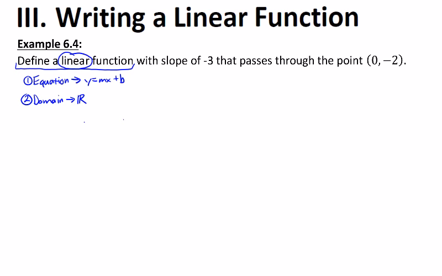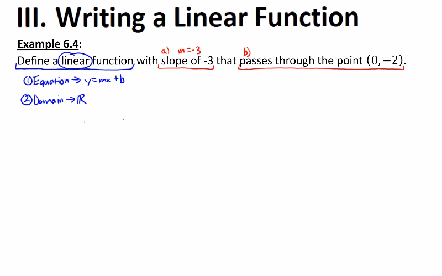So now I look at the given conditions for writing a linear function. It says define a linear function with slope of -3 that passes through the point 0, -2. So these are conditions. We have condition A and we have condition B, and we have to make sure that both of these conditions are satisfied in order for us to write the appropriate linear function. Now the good news is that for part A, or information A, it says slope of -3. Well, that means m must be equal to -3. So that's already spelled out for us.